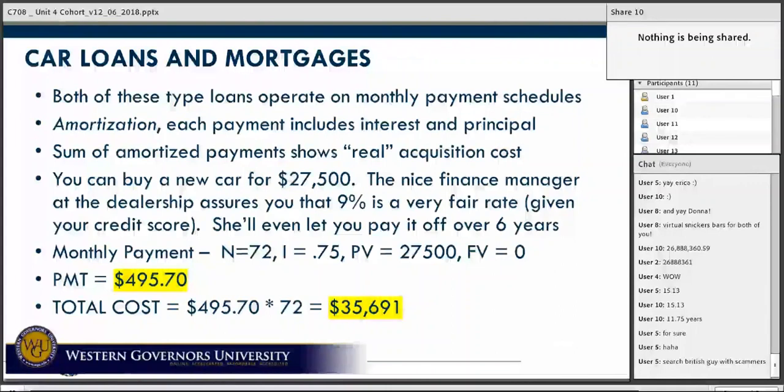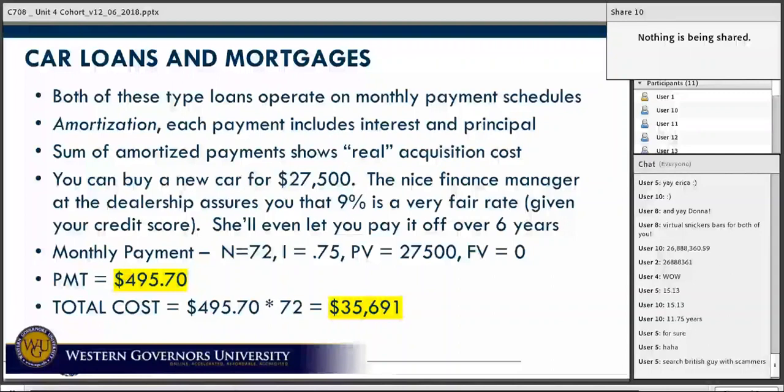car loans and mortgages. They operate on monthly payment schedules, and each payment is amortized. It includes interest and principal. When we take the sum of the amortized payments, we see what it really costs to acquire the asset. And in fact, when you buy a house, they give you that number. That's on what's called the HUD-1 form, which is the full disclosure form that lenders have to provide you.